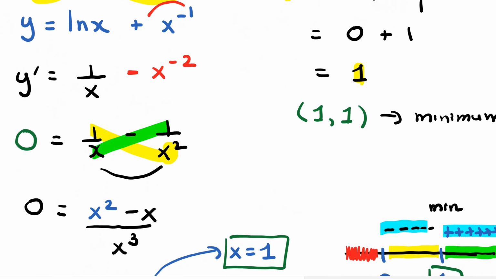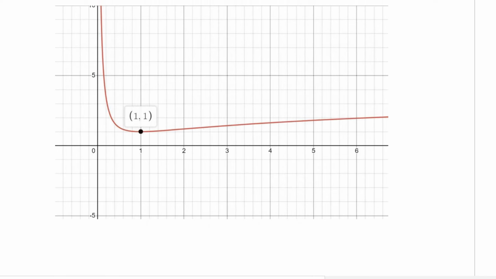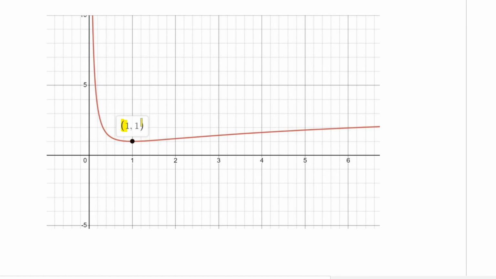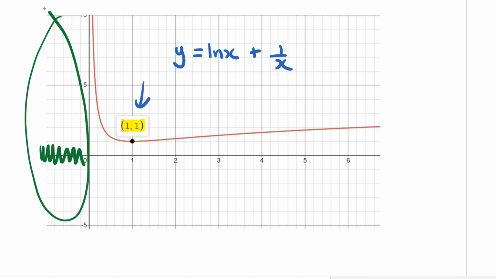Alright, so let's keep on going and figure out how to find a few more relative extrema points here. And there it is. So here's my graph here. If I were to graph this particular problem, this is the function y equals ln x plus 1 over x, and there is my minimum relative value right there. And notice once again, the graph does not exist over here, because the domain is x greater than 0. Okay, let's move on to another problem.